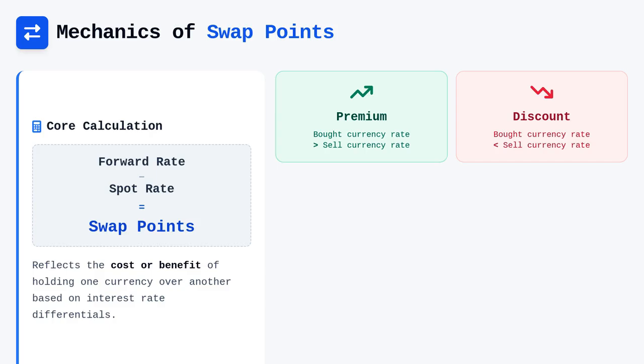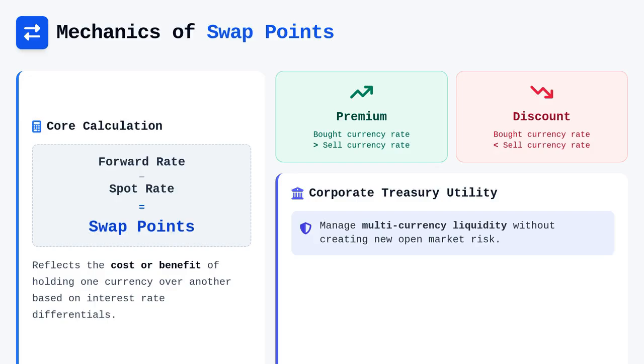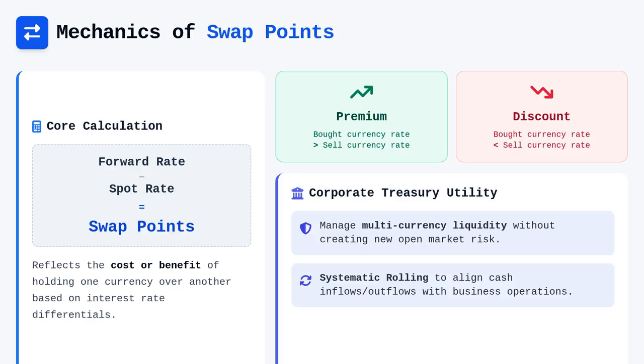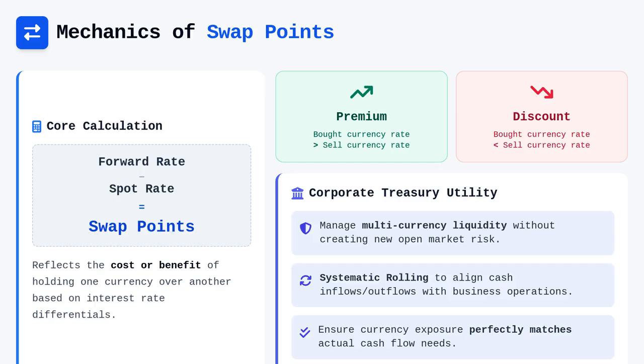Corporate treasurers use this logic to manage multi-currency liquidity without necessarily creating new open market risk. By systematic rolling, they align their cash inflows and outflows with their underlying business operations, ensuring that the currency exposure perfectly matches the actual cash flow needs of the company.